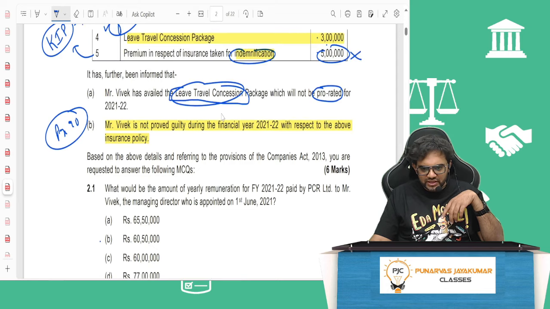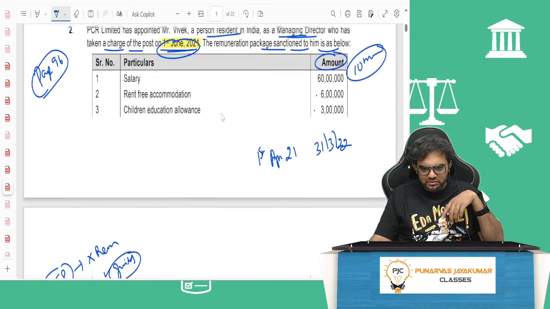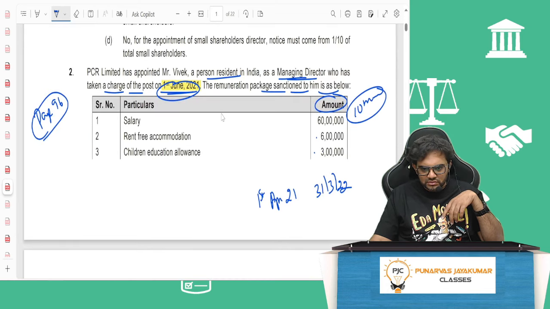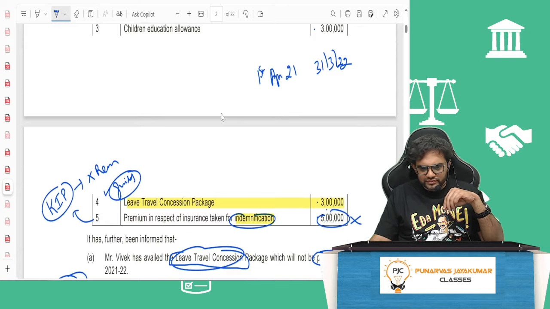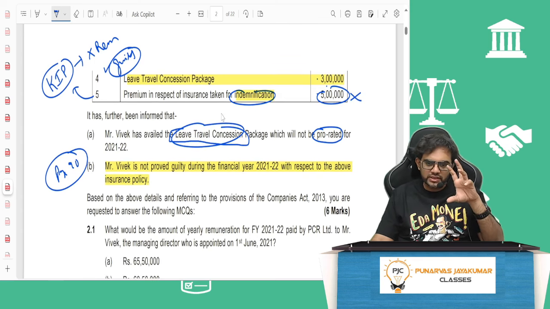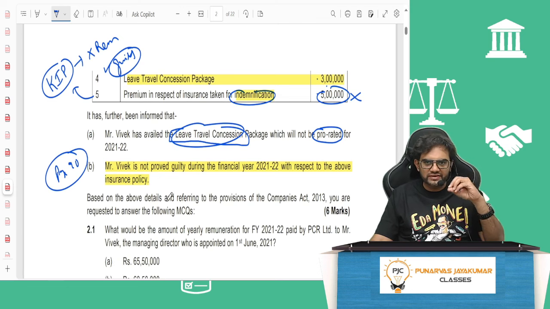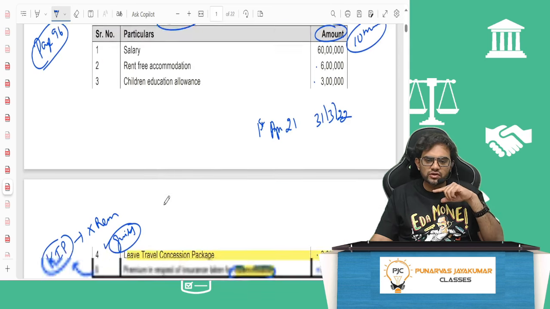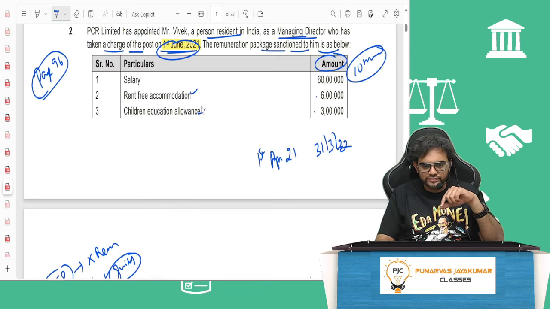See, basically here guys, when nothing is given, you have to assume it is a profit making company. So it's a profit making company, everything will be included, nothing will be taken extra. If it's a loss making company, then apart from the normal remuneration that you're getting, you will also get these things extra.